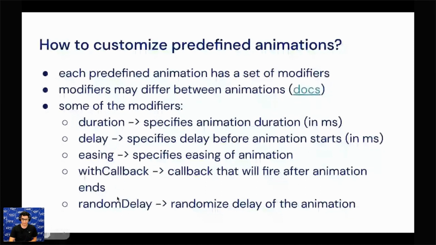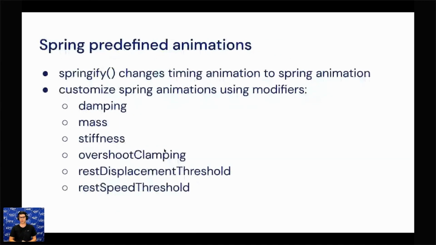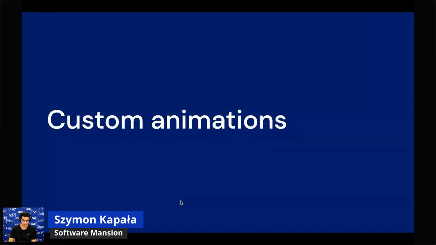Yeah, and I think the most common modifier is springify, and it basically changes the main animation that we are using underneath to animate all of those properties of a component. If you call that modifier, then you can also later modify the configuration of the spring. You can set the damping, mass, and stiffness. For all of those values, we have corresponding modifiers that you can use. Yeah, and that's all about predefined animations. Let's talk about the custom animations.